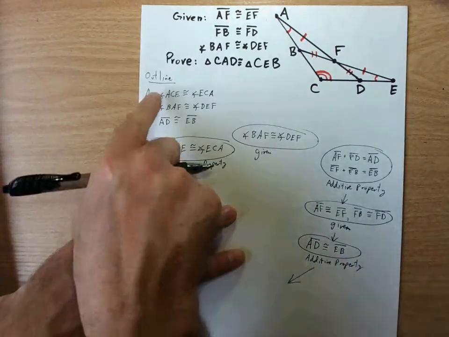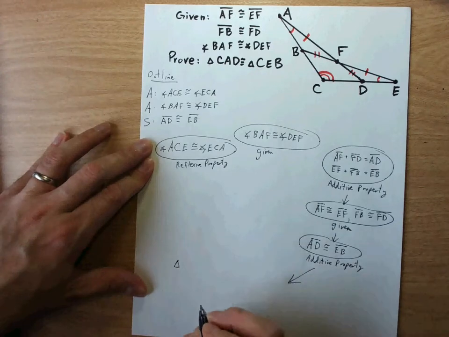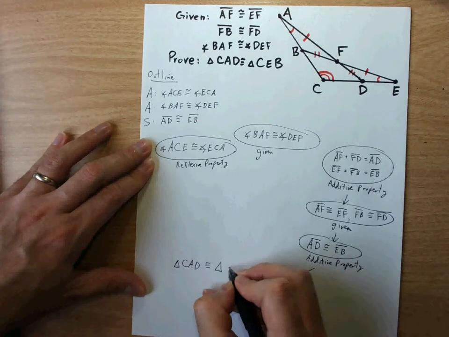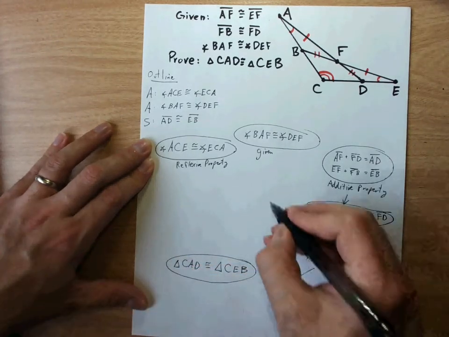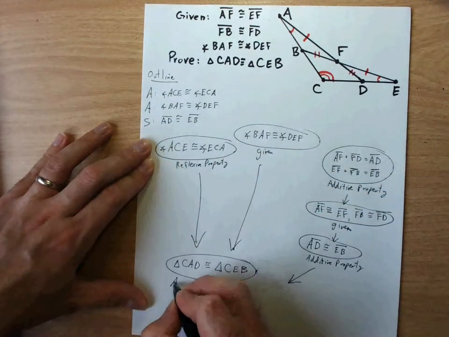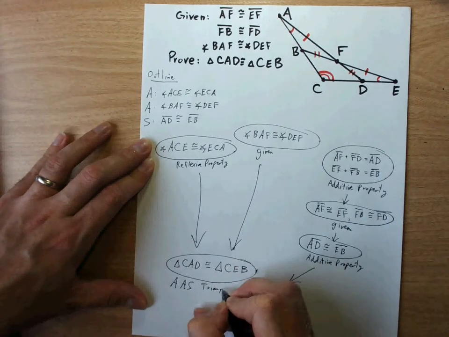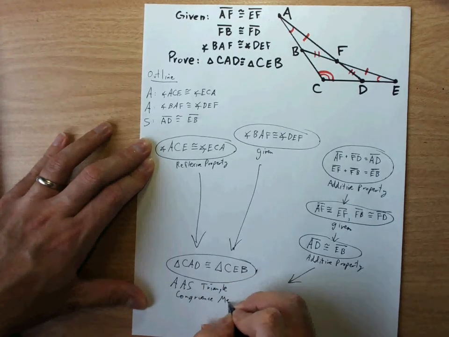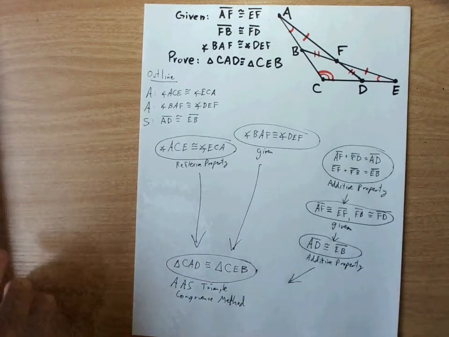Okay, now I have my three things. So I can say with confidence that triangle CAD is congruent with triangle CEB. And that is using the AAS triangle congruence method. And we're good. I think that is it.